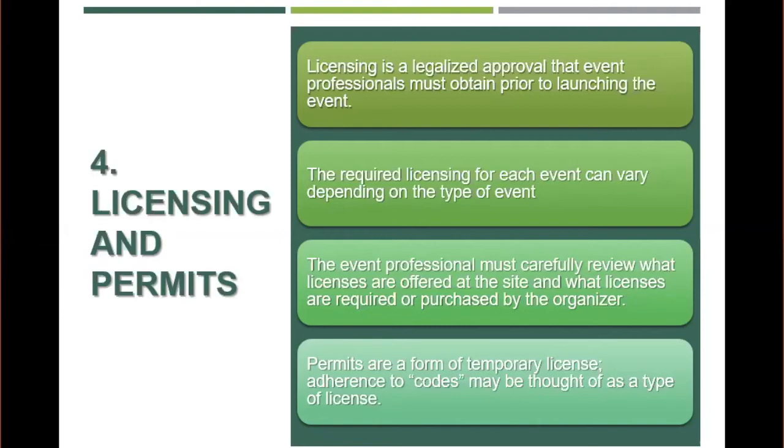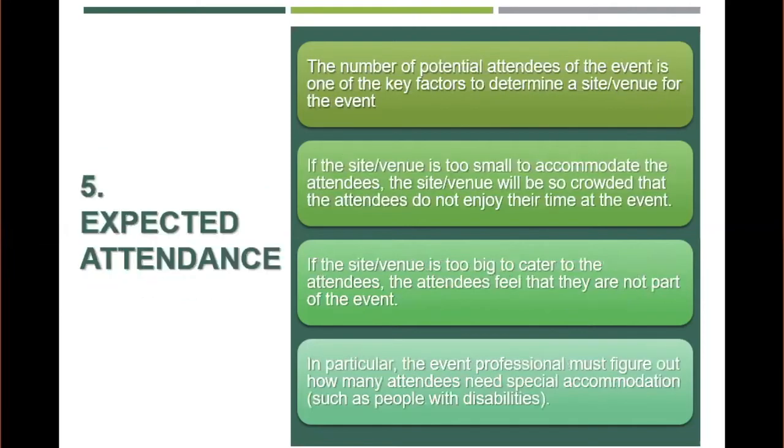Yes, please. Yes, madam. Okay, so let's move on from licensing and permits. Next, let's talk about expected attendance. And this goes back to the issue of size. An event professional always has to think of the number of potential attendees of the event, which is one of the key factors to determine a site or venue to host the event at. Because if the venue is too small to accommodate the people that you have invited, you end up having some people standing or sitting. And the venue being overcrowded can lead to other hazards, like a stampede, for instance.